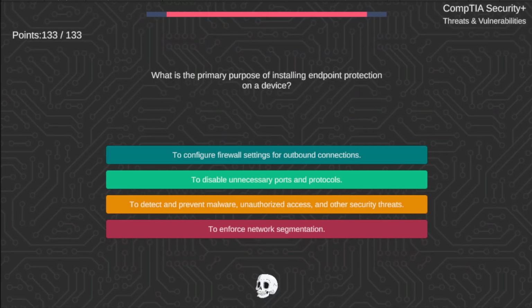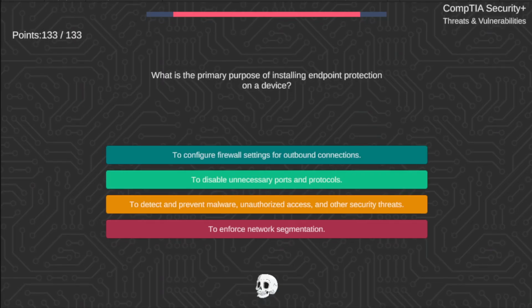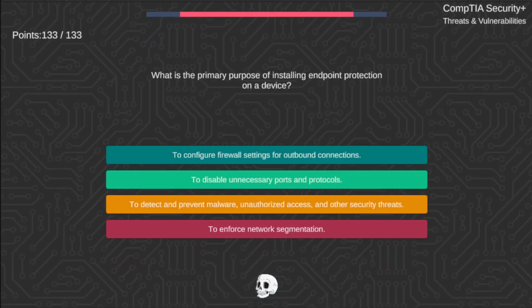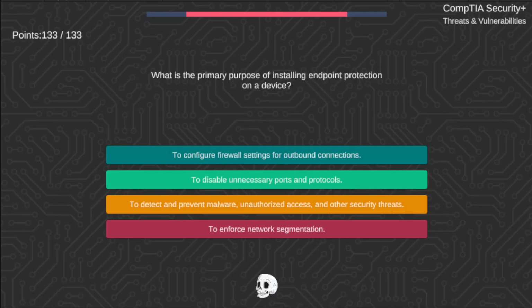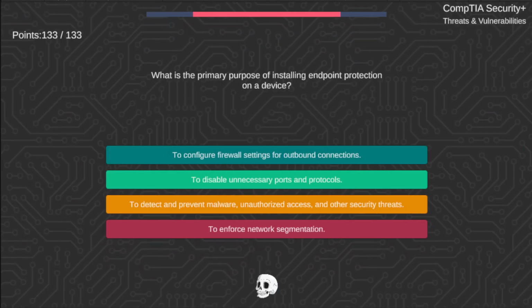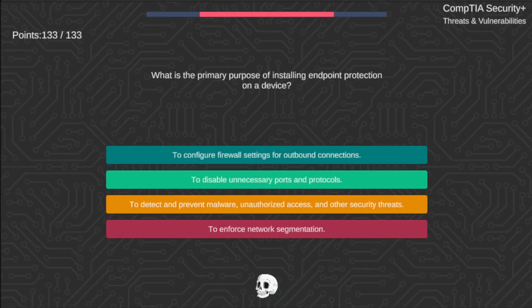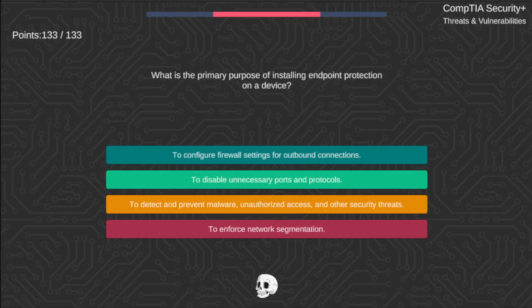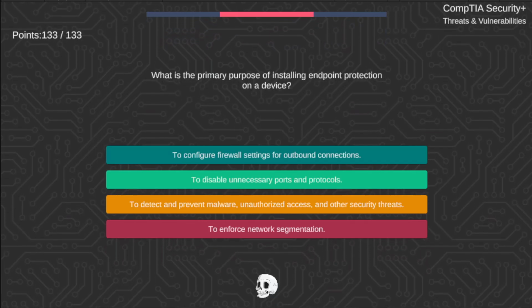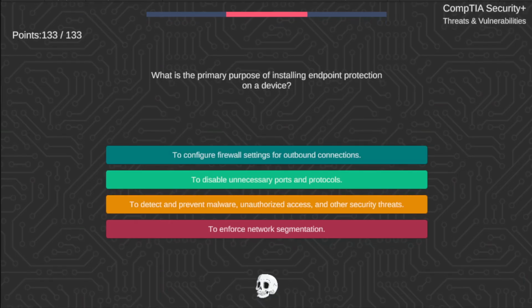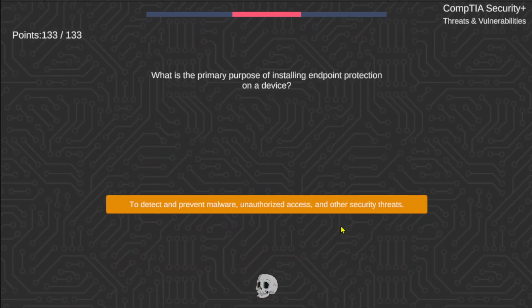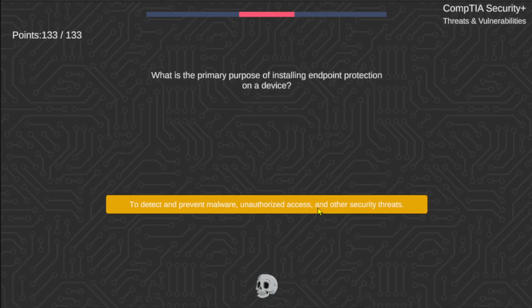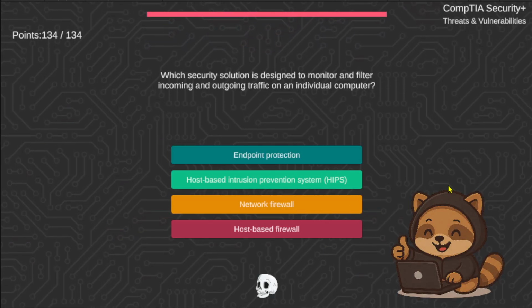What is the primary purpose of installing endpoint protection on a device? To configure firewall settings for outbound connections, to disable unnecessary ports and protocols, to detect and prevent malware, unauthorized access, and other security threats, or to enforce network segmentation? Correct answer is to detect and prevent malware, unauthorized access, and other security threats.